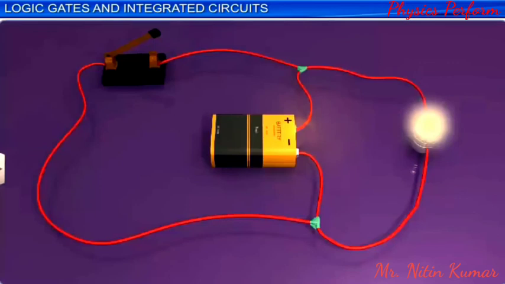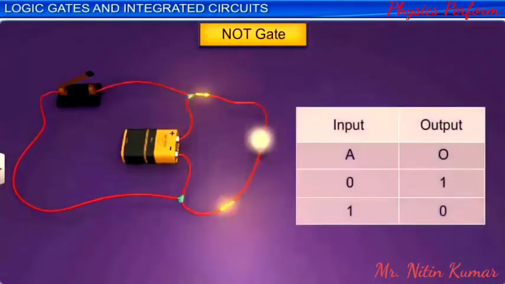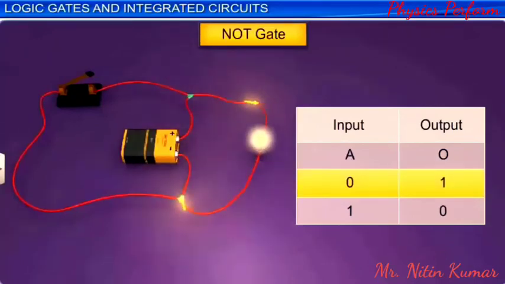Now, here is a circuit representing a NOT gate. Unlike the AND and OR gates, a NOT gate has only one input represented by switch A. Let us form the truth table of the NOT gate. When switch A is open, no current flows from it, so the input is 0. However, the bulb is turned on, hence the output is 1.